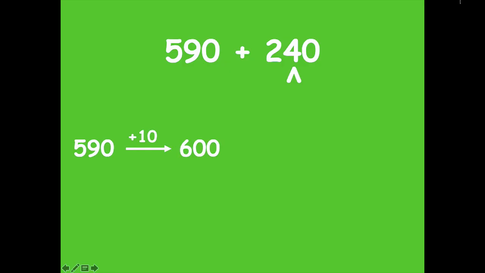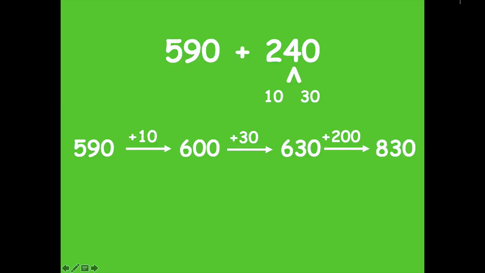But I want to think about this number 240. I already added 10, so I have that 30 left, right? We're breaking apart that 40. So now I'm going to add 30 more. So 600 plus 30 equals 630. Now I have to add my 200, and I have 830. So you don't always have to start with adding your hundreds first when you're trying to solve the problems. If you can solve and add with your tens first, that's fine too, if you're trying to make those easier numbers to add with.